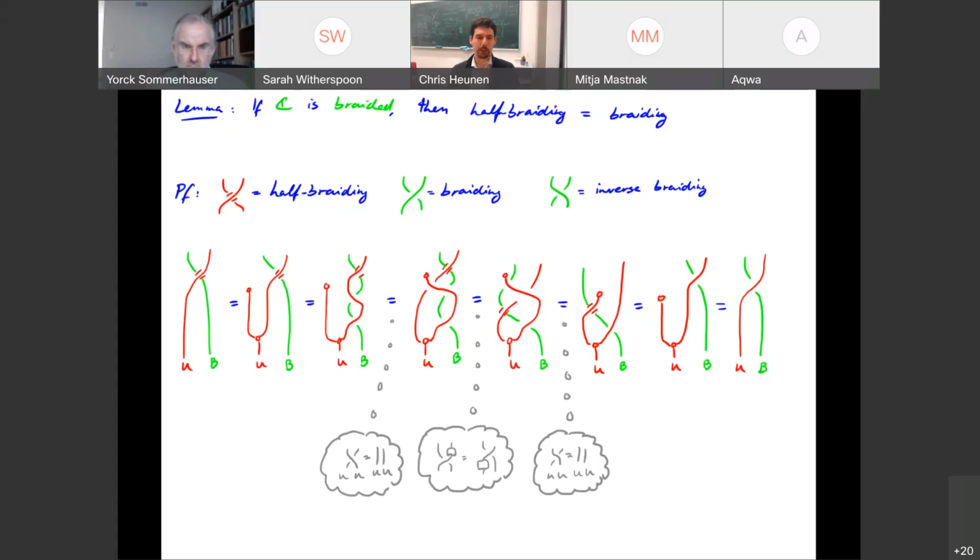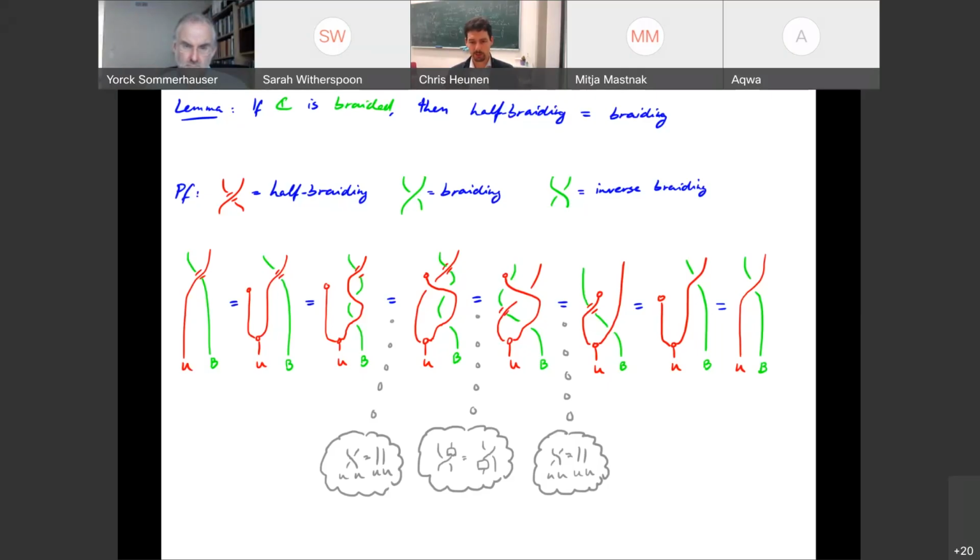Rather braid something and then inverse braid it back. Now I'm going to use the little lemma we had before, namely that swapping a central idempotent with itself according to the braiding or the half braiding is the same as doing nothing. So I can forget about one of the two swaps I just did.